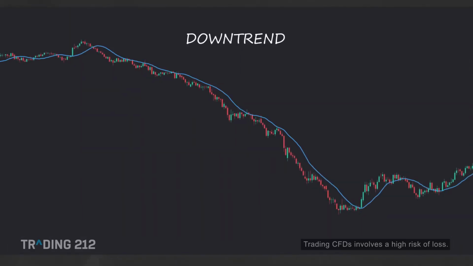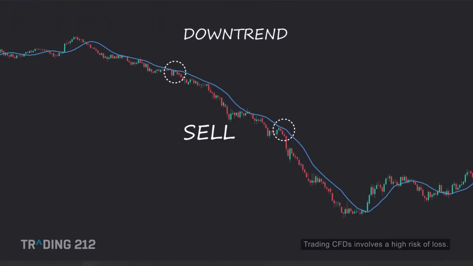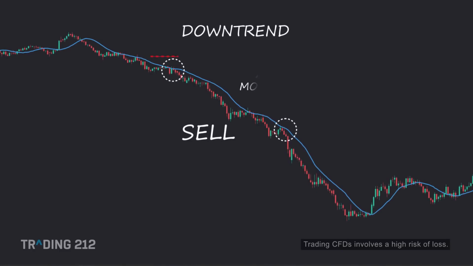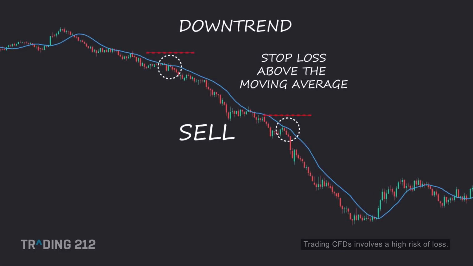Here we can see the opposite. The price is below the moving average and acts as resistance. You could then enter a sell order when the price retraces to the moving average line and place your stop loss above the moving average.